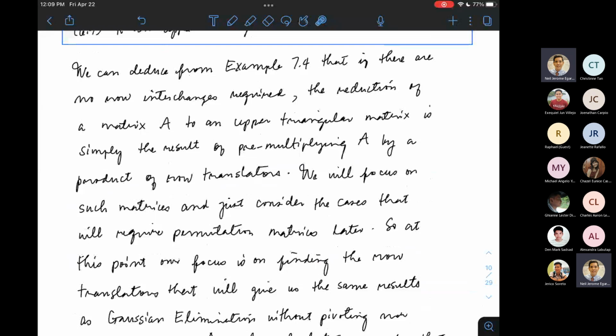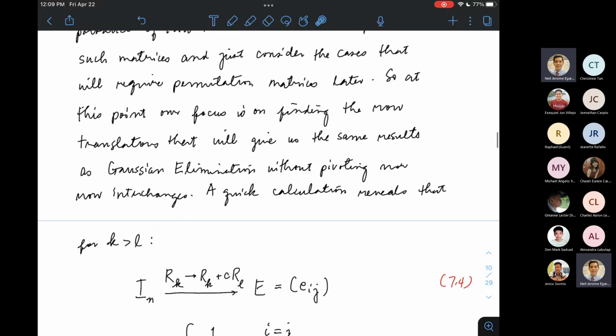Okay, but essentially the takeaway from that is the Gaussian elimination process can be represented by pre-multiplication by a bunch of elementary matrices. Now, the example that we have seen really only required row translators, yung pangatlong klase ng ating elementary matrices. And we will limit our discussions for now dun sa mga matrices that are reducible to an upper triangular matrix by way of only using row translators.